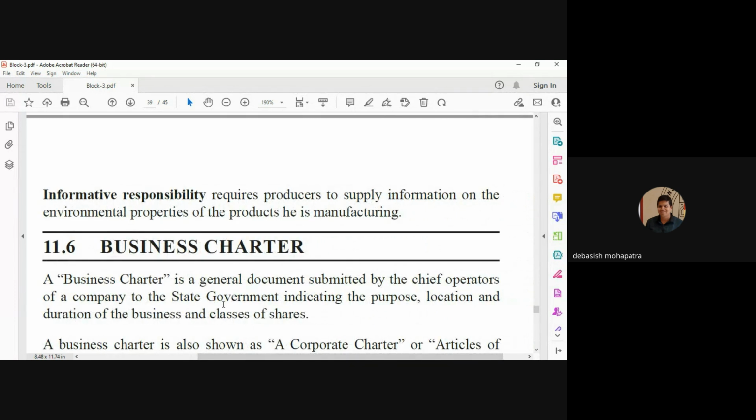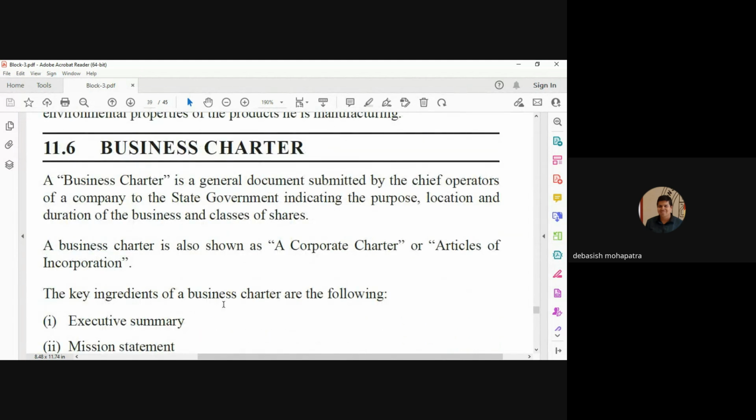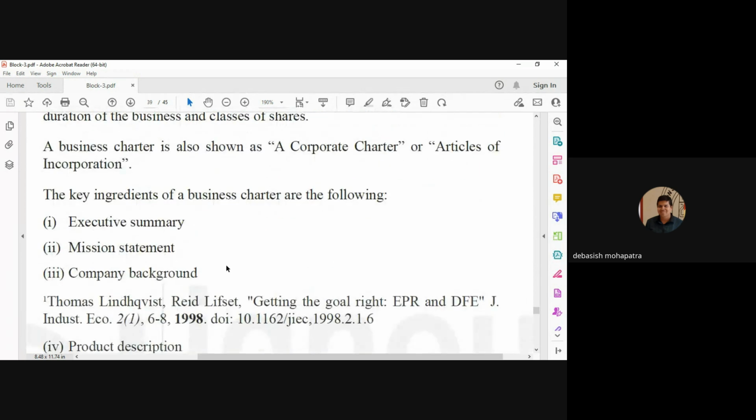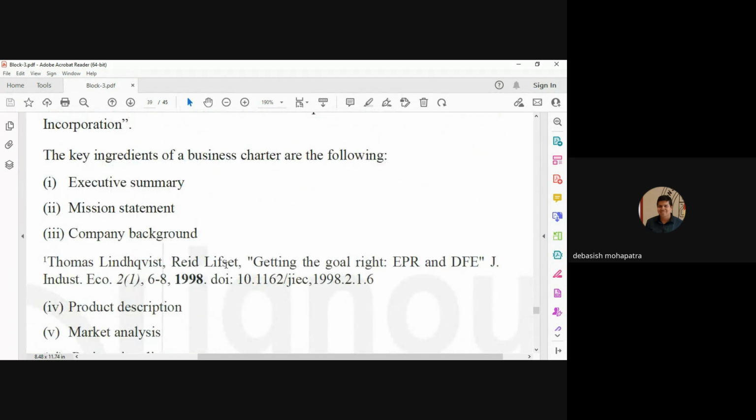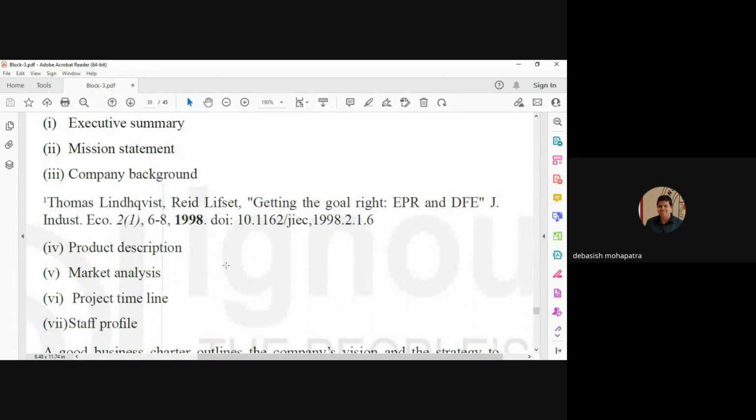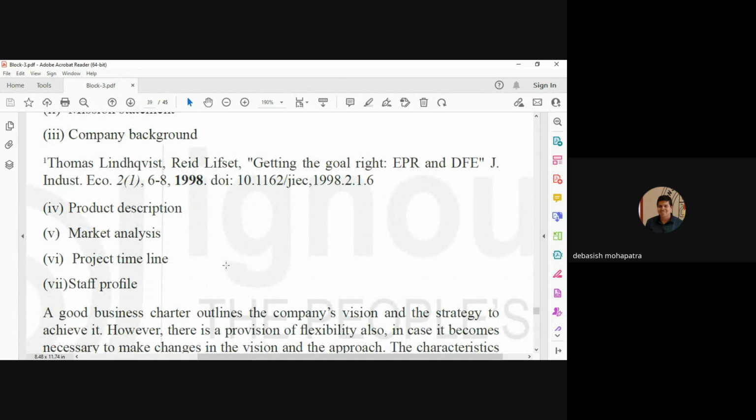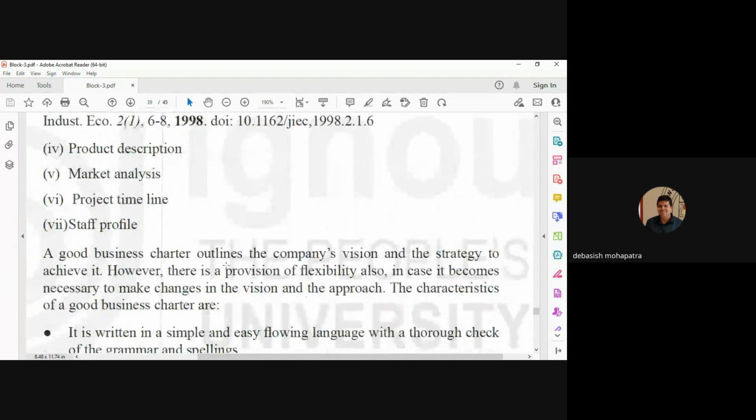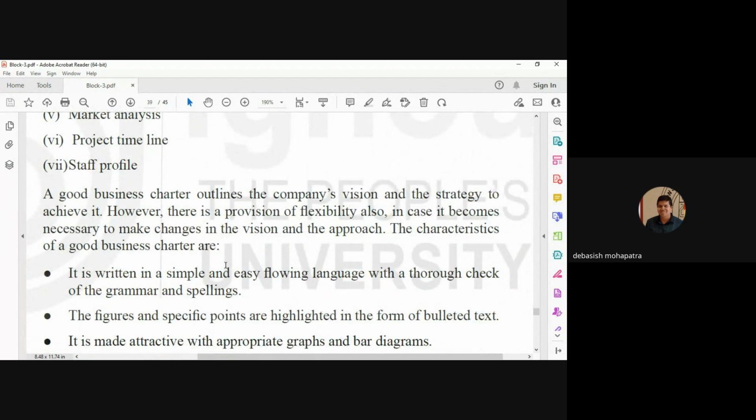Then informative responsibility requires the producer to supply information on the environmental properties of the product he is manufacturing. Then business charter, the general document submitted by the chief operative of the company to the state government indicating the purpose, location, and duration of the business and classes of shares. Business charter is also known as a corporate charter or article of incorporation. The key ingredients are executive summary, mission statement, and company background. Then product description, market analysis, project timeline, and staff profile.